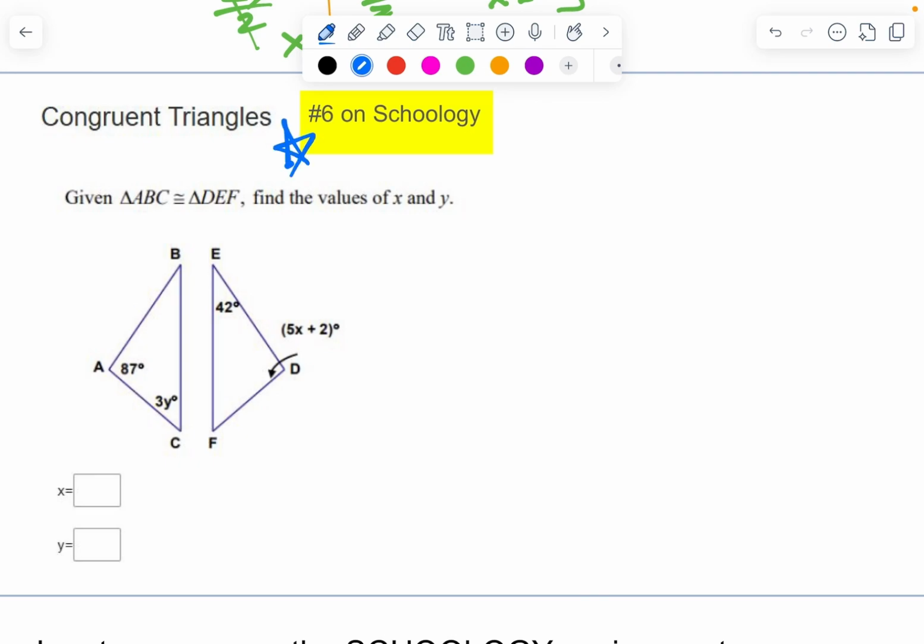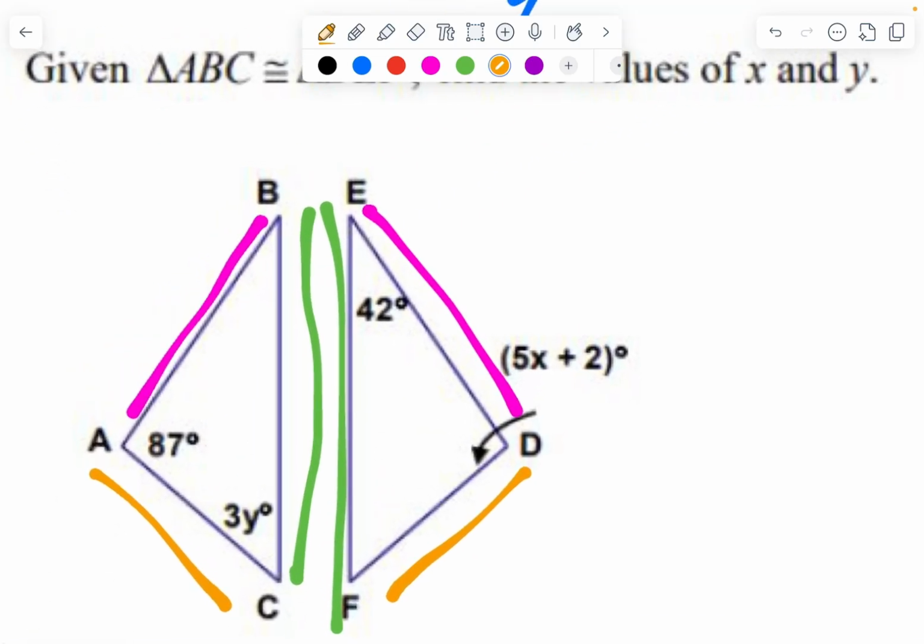This is number 6 on Schoology. It's telling you that ABC is going to be the same as DEF. AB is here, DE is here, and then BC is going to match EF, and C back to A is going to match F back to D. So I'm going to color code so that we can see what's going on. We have information that's already given to us, and we can fill in things that we know that match.